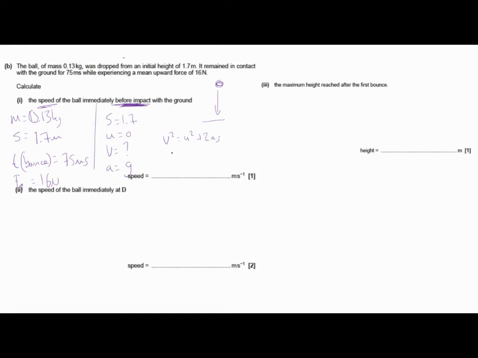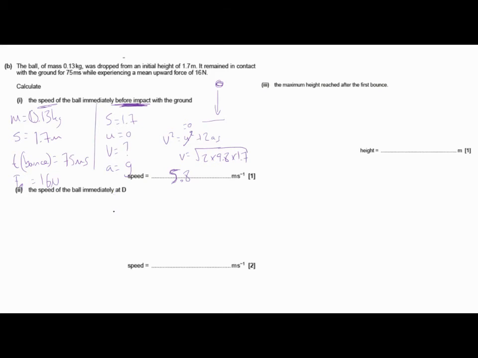We don't need to rearrange this, do we? We know that U is 0. So V is the square root of 2 times 9.8 times 1.7, which gives us an answer of 5.8 meters per second. That's the speed of the ball immediately before impact.